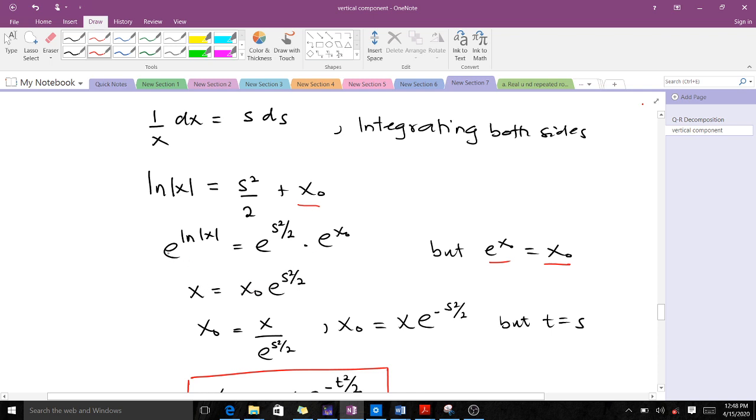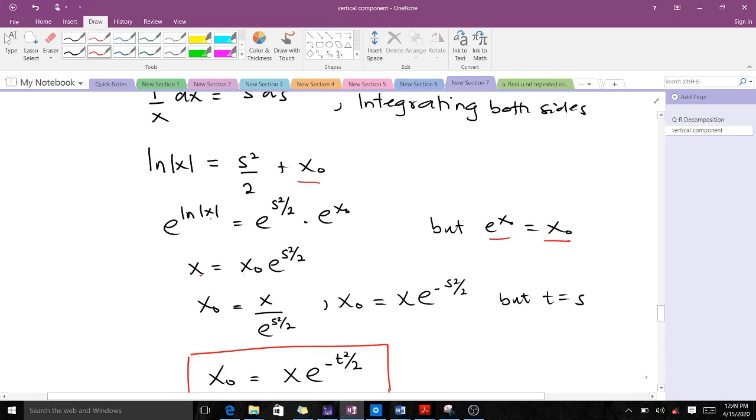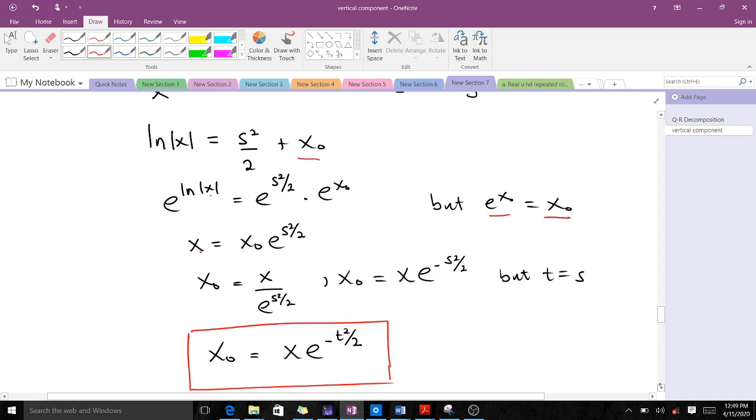And when you find the exponential of a log function, you get whatever is inside. So we get x to be x naught e to the s squared over 2. When we decide to make x naught the subject, we have to divide through by e to the s squared over 2, and we end up with this. But remember that our t is equal to s, so in place of the s we can use t. That's what gives us x naught equals x e to the minus t squared over 2. We have solved our first characteristic equation and we've also solved our second characteristic equation.